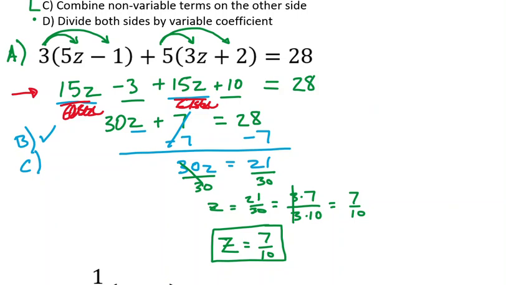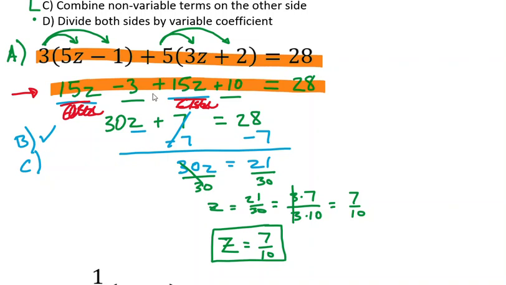Maybe what I would do in this case, instead of checking my answer in the original problem, where I'm going to end up with a bunch of fractions, 5 times 7/10 and 3 times 7/10, and then I have to deal with subtracting 1 and adding 2 and all that, I might say, well, let's go to the second step, because when I multiply 15 times 7/10, that's going to be a little bit easier to deal with. Okay, we'll see, but that would be my recommendation.